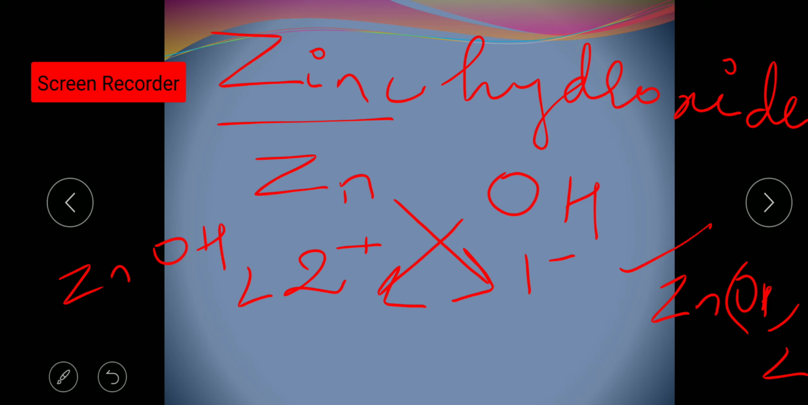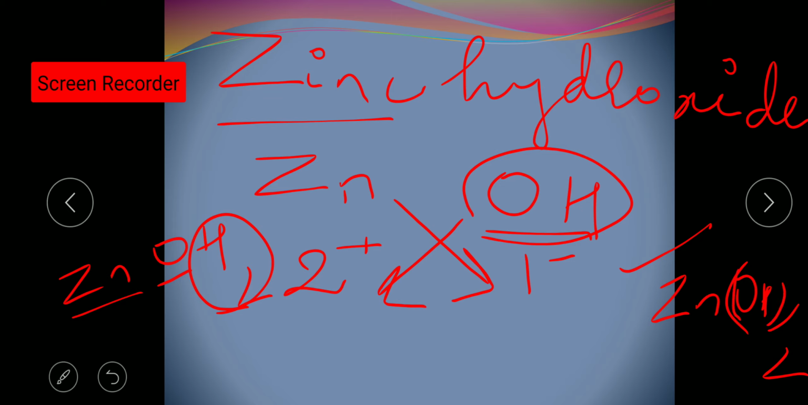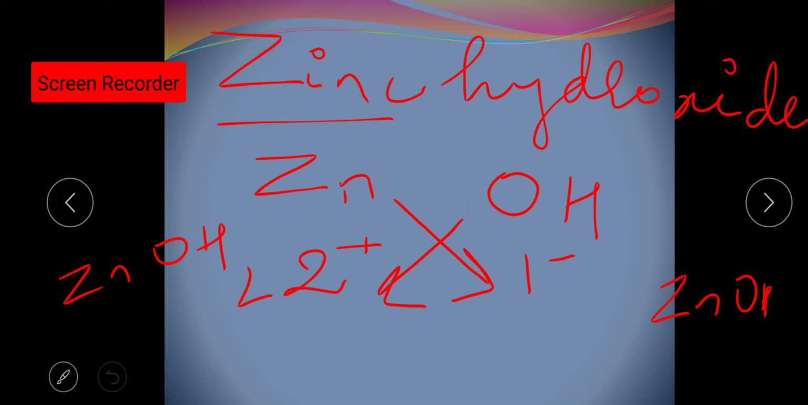Why is this wrong? Because in this case, 1 atom of zinc, 1 atom of oxygen, and 2 atoms of hydrogen. To fulfill the requirement of zinc we need 2 molecules of hydroxide. So that is why we need to give the bracket for the compound radicals. So the formula will be Zn(OH) whole twice.